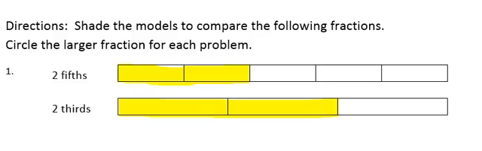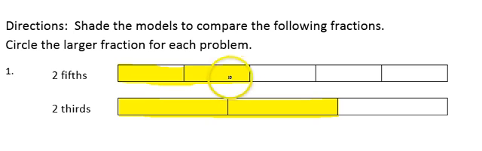This tutorial is for 3rd grade, Module 5, Lesson 28. In this lesson, we're going to use tape diagrams to help us compare fractions that have been written in unit form. The directions say to shade the models to compare the following fractions and circle the larger fraction for each problem. The fractions I was given were 2/5 and 2/3.